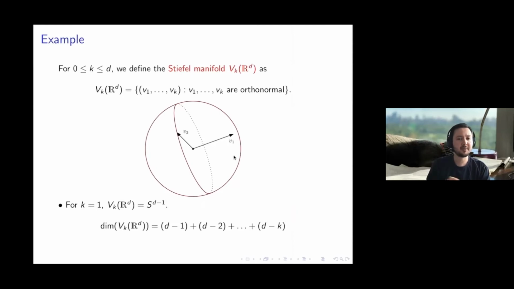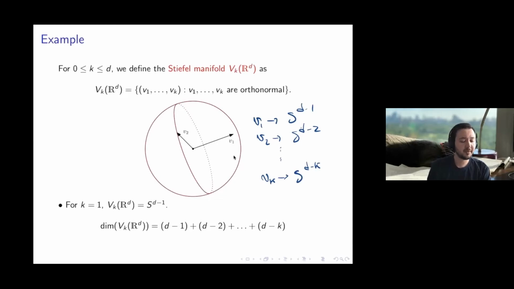It's just the sum, because if we look at V1, we basically have a (D-1)-dimensional sphere of options for V1. Then V2, since it has to be perpendicular to this one, it's basically inside that (D-2)-dimensional sphere. And if we keep choosing them like this one by one, being perpendicular to all the previous ones, the last one has a (D-K)-dimensional sphere to be chosen from. And so this is why you get a dimension of the space of this size.